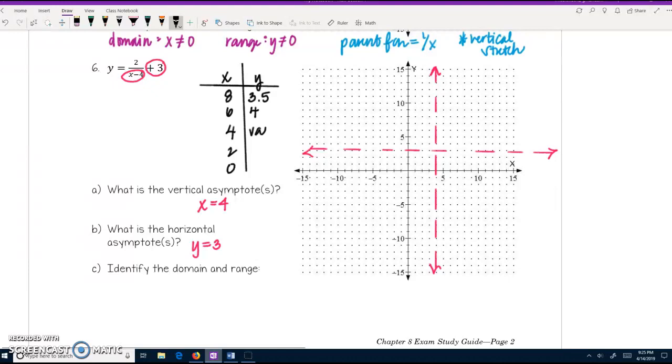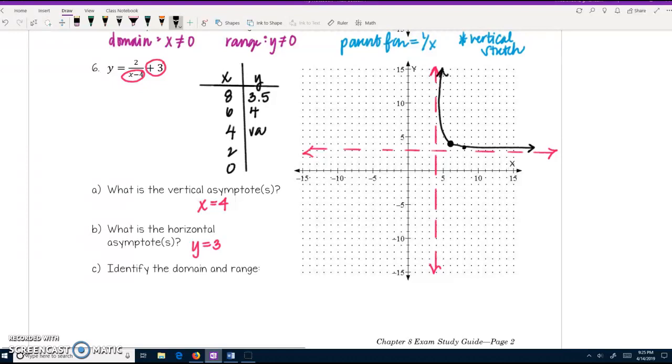So I'm going to go ahead and plot these values. If I go over 6, I'm up 1, 2, 3, 4 right here. And then at 8, so 5, 6, 7, 8, I'm right about here at 3.5. So this particular rational function graph is going to follow this trend and then hug those asymptotes along the side there.